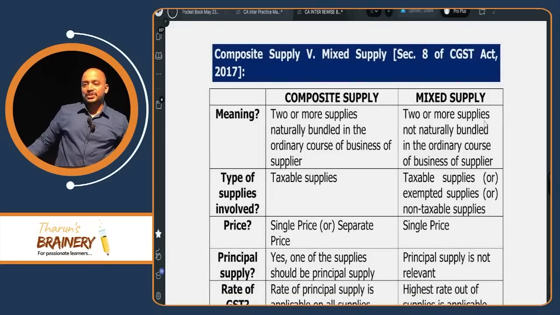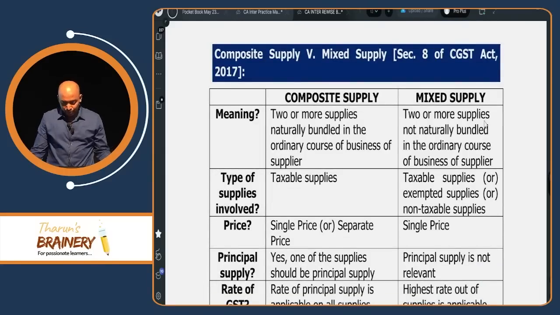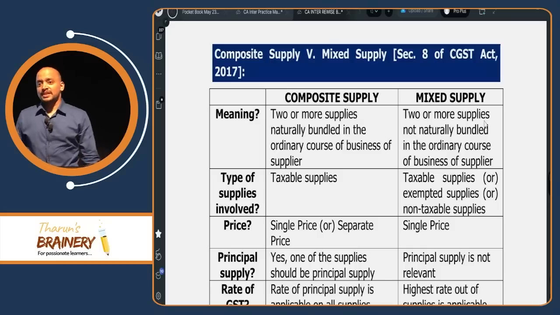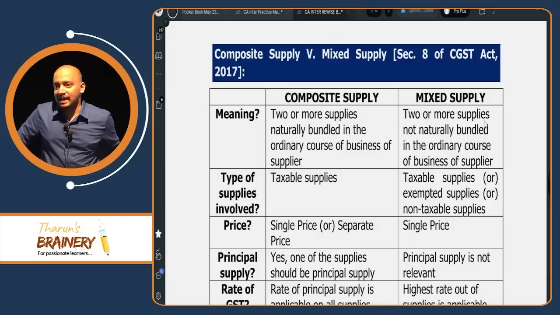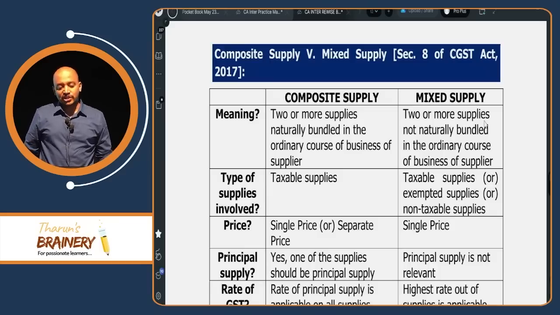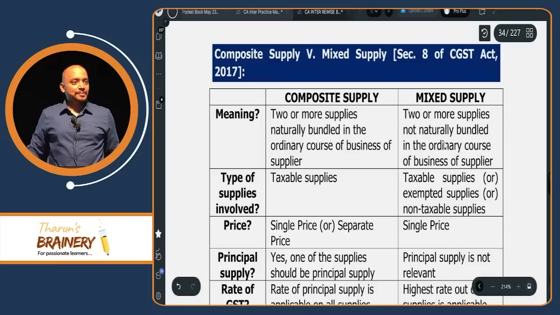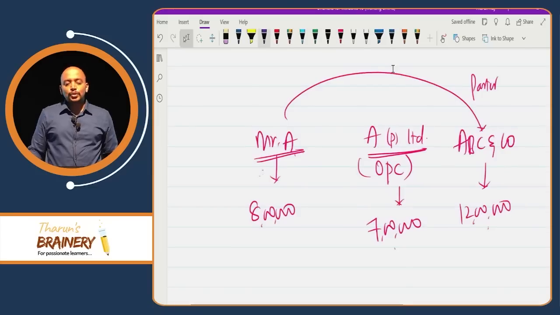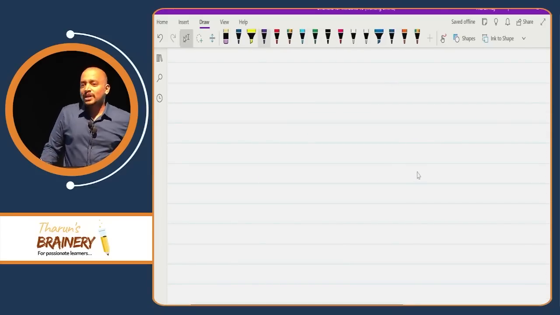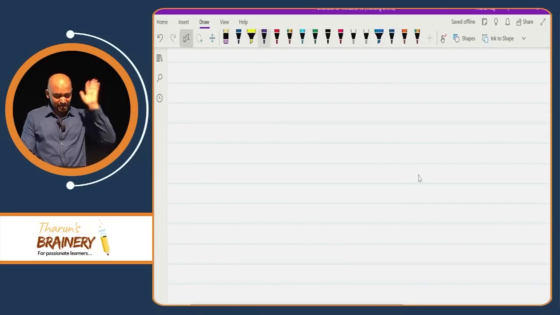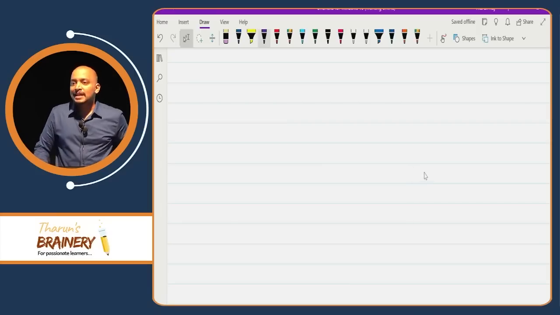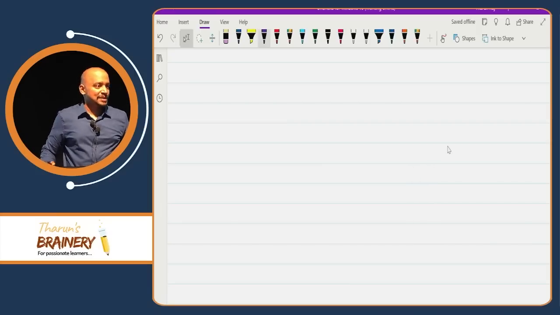Now we completed section 7 fully, and we are moving on to section 8. What is section 7? Supply under GST. Now we are moving on to section 8, composite supply and mixed supply. What is the difference, and when will we apply section 8? Please listen, concentrate. When there are two or more supplies naturally bundled in the ordinary course of business, first there should be two or more supplies in a transaction. Then only we will be applying the composite supply, mixed supply concept.